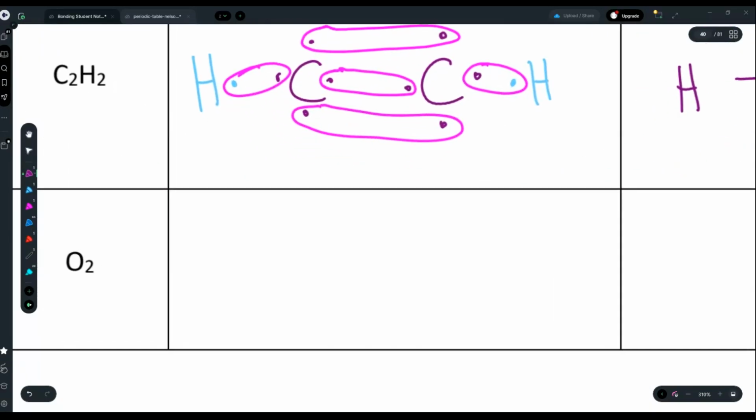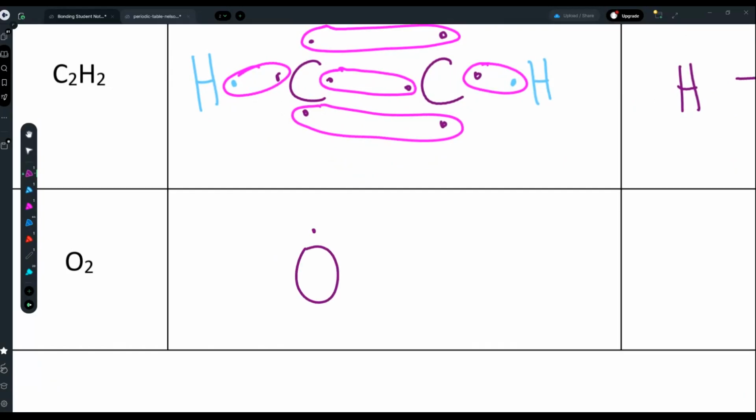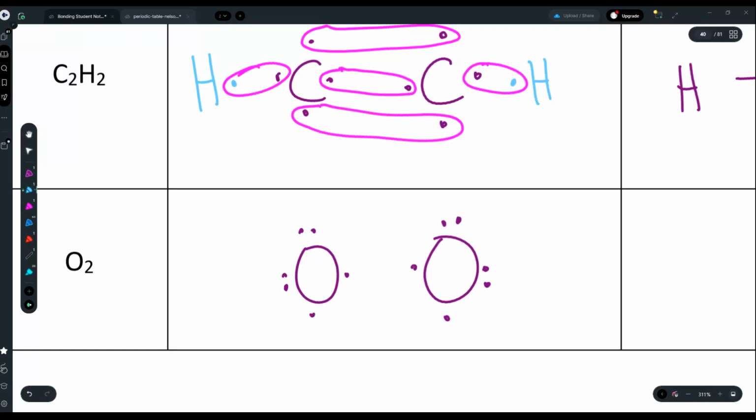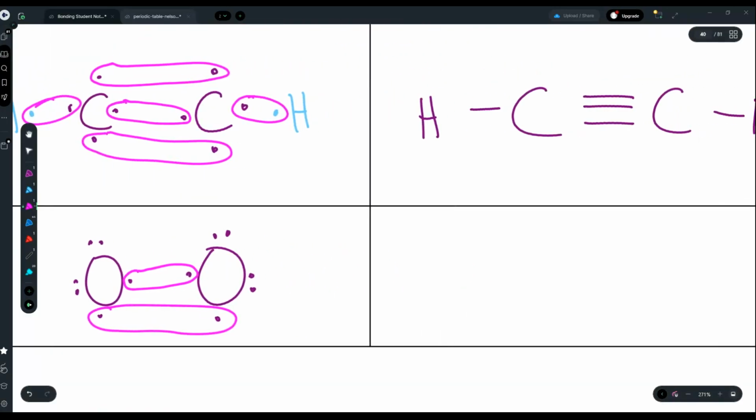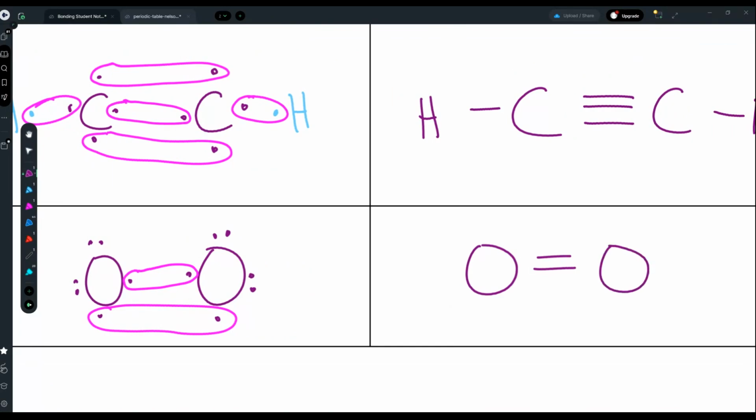Last but not least, oxygen. So we have oxygen 1, 2, 3, 4, 5, 6 because it's in group 16. And then let's pair them up. So keep in mind, you do not disturb the lone pairs when you are matching up bonding electrons. Okay? The lone pairs do nothing to contribute to bonds. It's only the bonding electrons. So then what our structural diagram will look like is that.